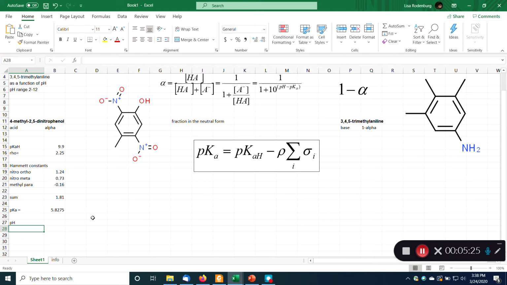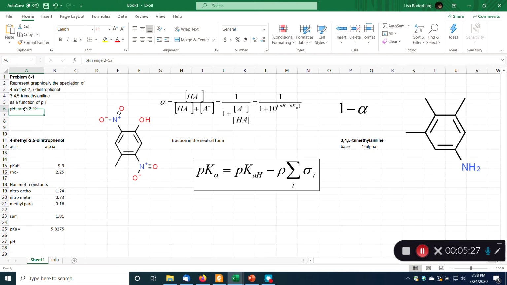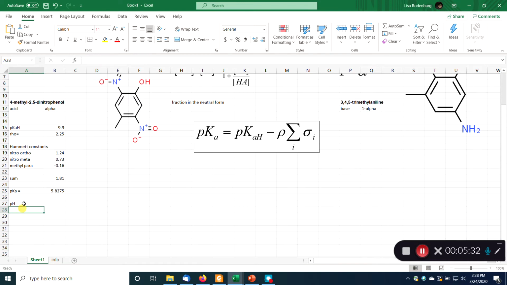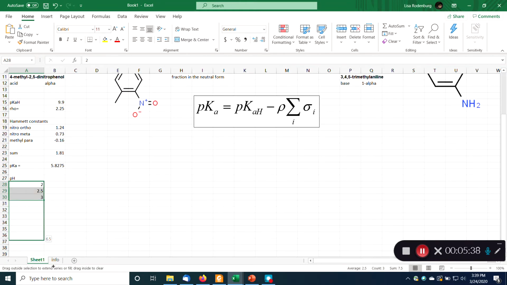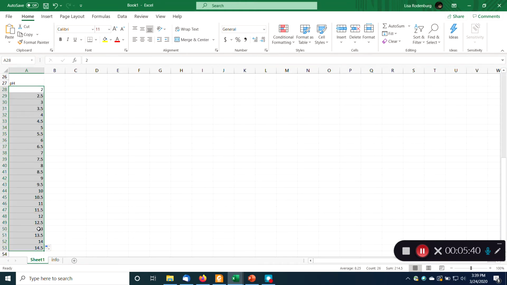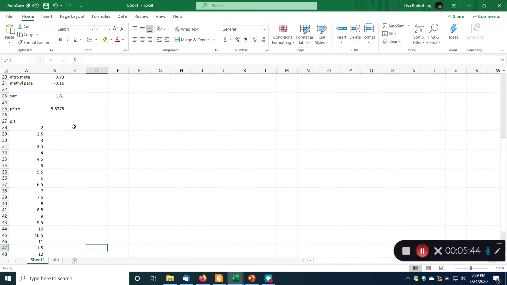So the pH, it's telling us to do it over the pH range 2 to 12. So let's do this in 0.5 units. So 2, 2.5, 3. Once I have done a few of these examples, I can now just click and drag and this will update automatically. We're going to stop here at 12. Okay, so there's our pH, and we're going to calculate alpha.